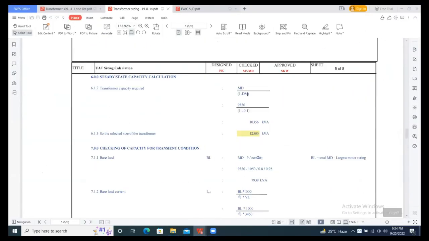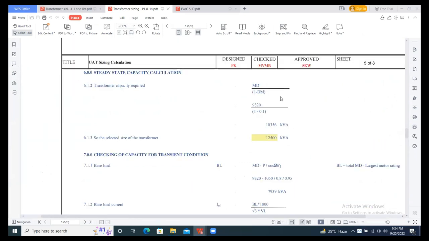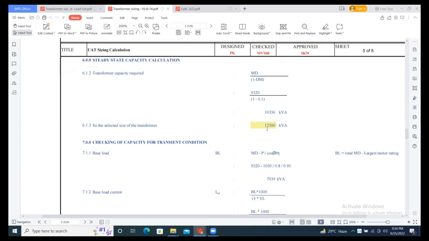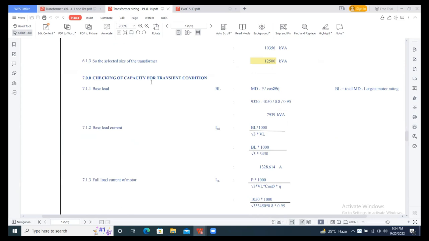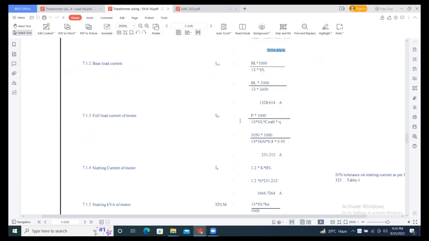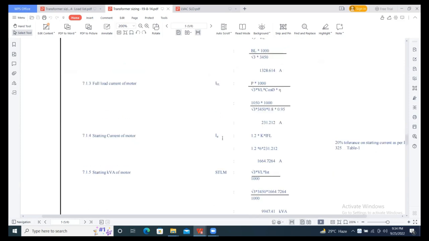So here you can see that this is a steady state calculation, the maximum demand 9320. I'm multiplying with this 1.1. This is the result. So I selected 12.5 MVA transformer. Now I'm checking for transient. What is the base load? By removing the motor rating, I found the base load, and I'm calculating the motor load current, the full load current of the motor. And the starting current is obviously 6 times the full load current.